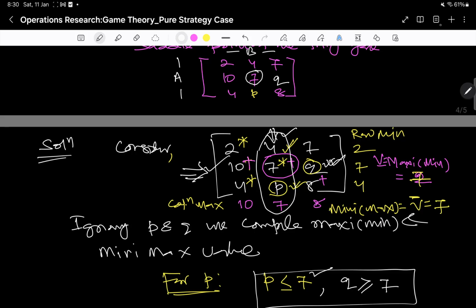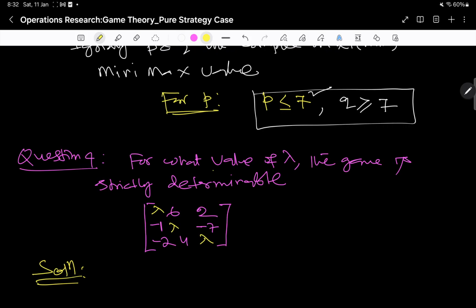Now coming to one more important question. For what value of lambda is the game strictly determinable? You see, we find the row minima here. We mark it. We ignore lambda. So row minima is this, and row minima here is minus 7, and row minima here is minus 2.